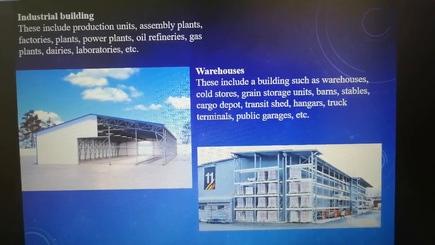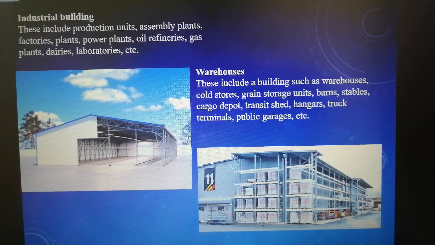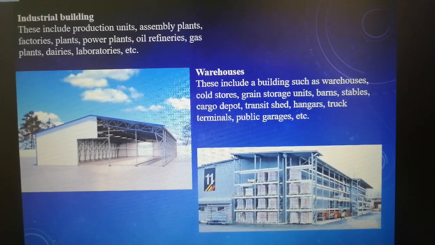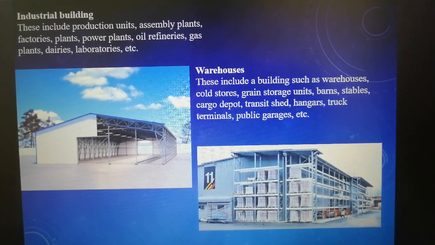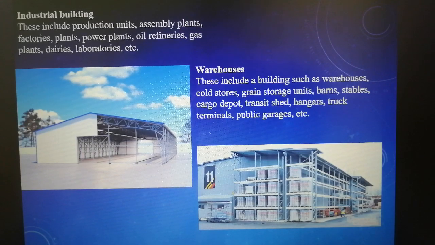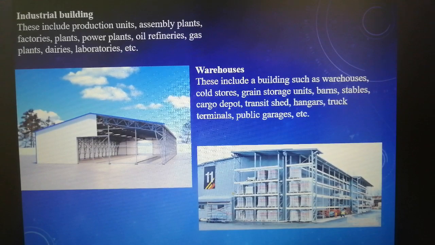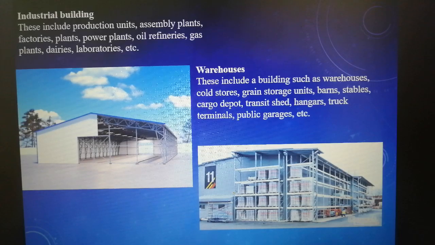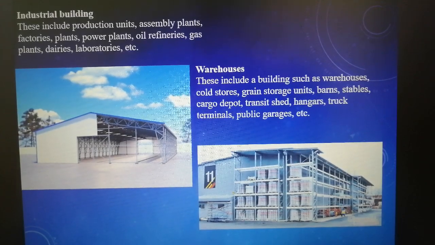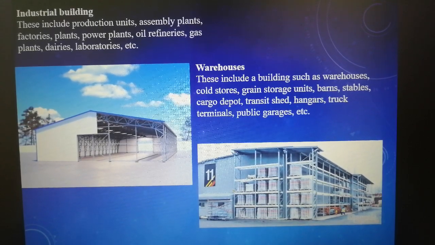Industrial buildings. These include production units, assembly plants, factories, plants, power plants, oil refineries, gas plants, dairies, laboratories. Storage buildings. They include buildings such as warehouses, cold storage, grain storage units, barns, stables, cargo depot, transit shed, hangars, truck terminals, public garages.